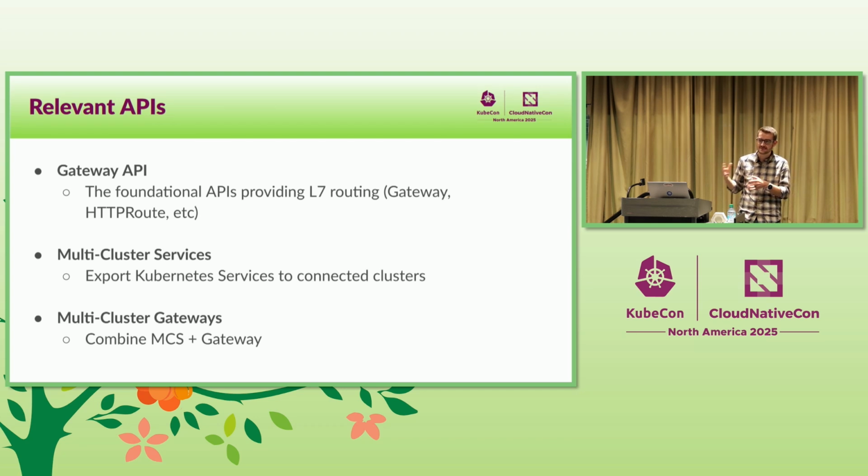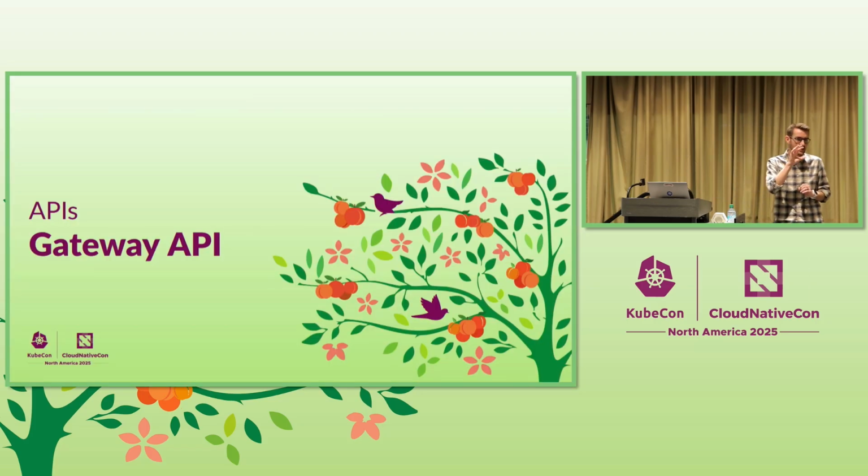So Gateway API is kind of the foundation for all of this. It provides the L7 routing capabilities, that's Gateway, HTTP route, and a whole lot more. And then because this is multi-cluster, the only multi-cluster networking API that's existed so far is multi-cluster service. And then multi-cluster gateway is kind of the combination of those two things. So let's just do a very, very high-level overview of what these are.